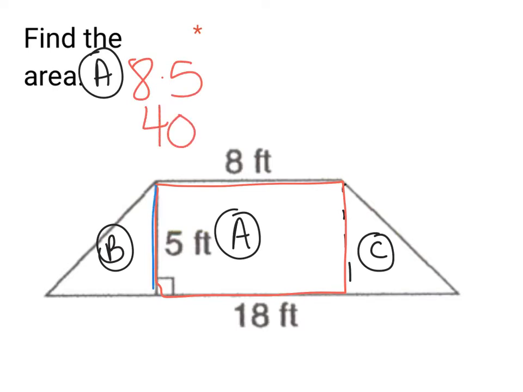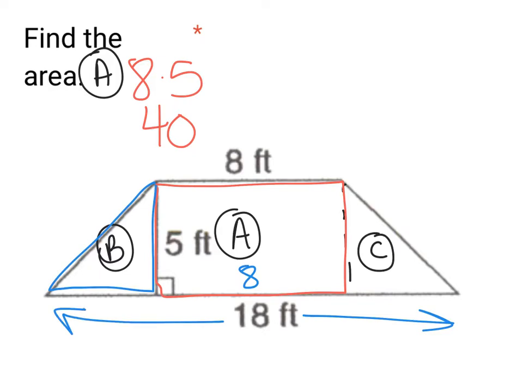And then now let's do B. So think about the 8 is this middle part. 18 is all the way across. So 18 minus 8 gives us 10, and then you need to split it between the two sides. So for B, again, that's the biggest part people forget.